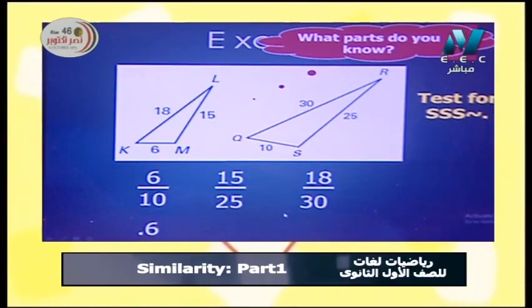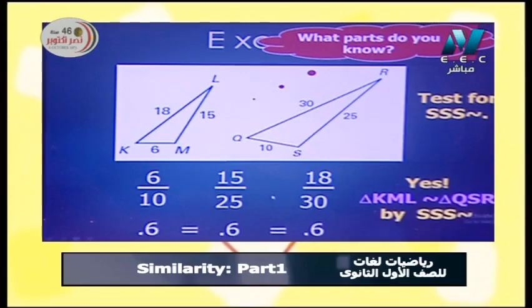We try to find out the ratio. It's 0.6, 0.6, 0.6, so they are proportional. Therefore, the 2 triangles will be similar. Yes, triangle KML is similar to triangle QSR by SSS similarity, or side side side similarity. Let's move to the next example.